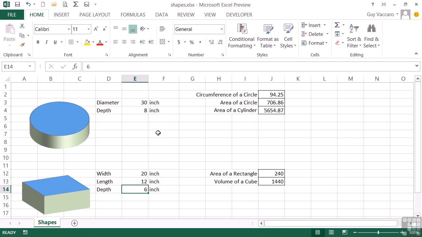So that's making use of some of Excel's functions and functionality. Here we've used pi and we've introduced the product formula for multiplying multiple cell values.